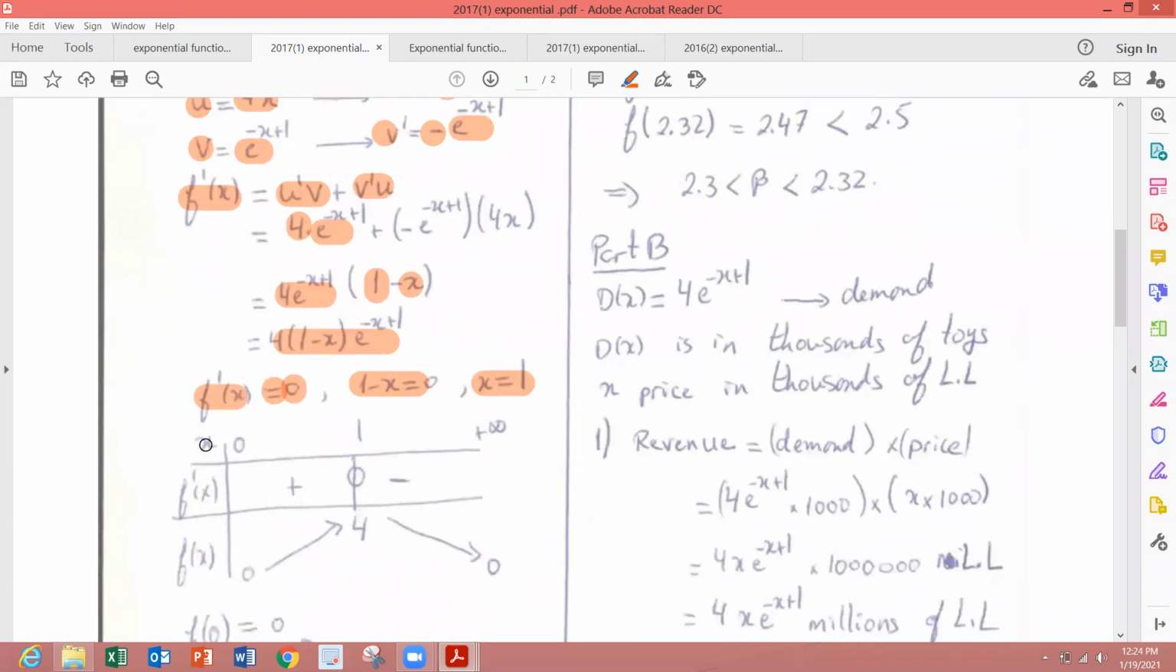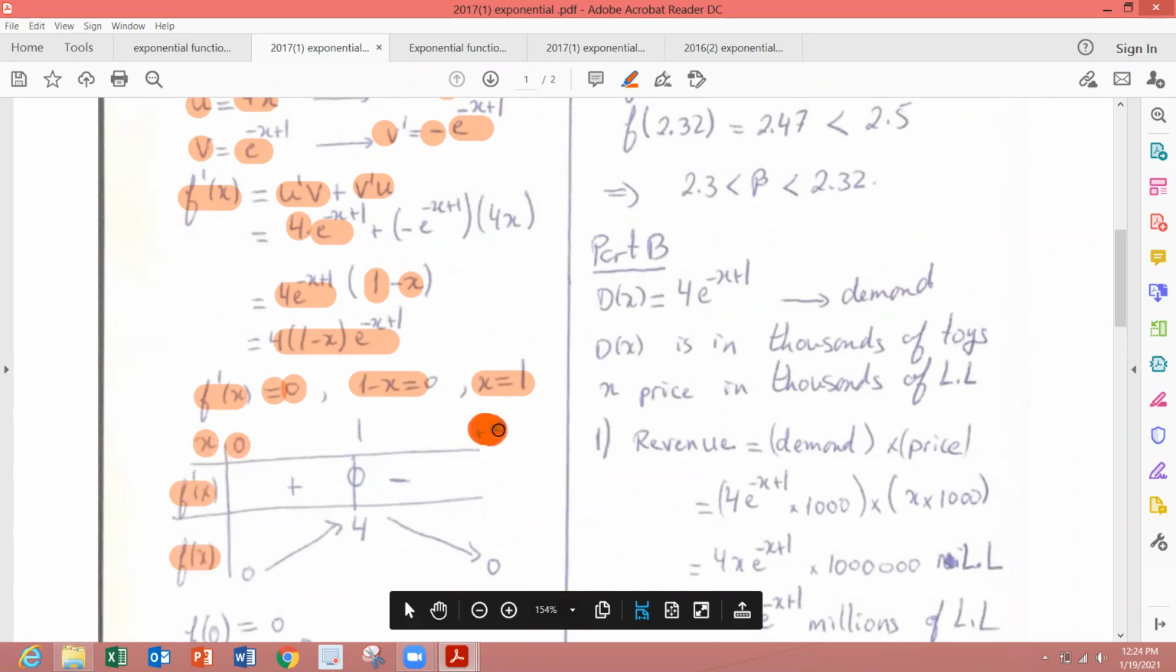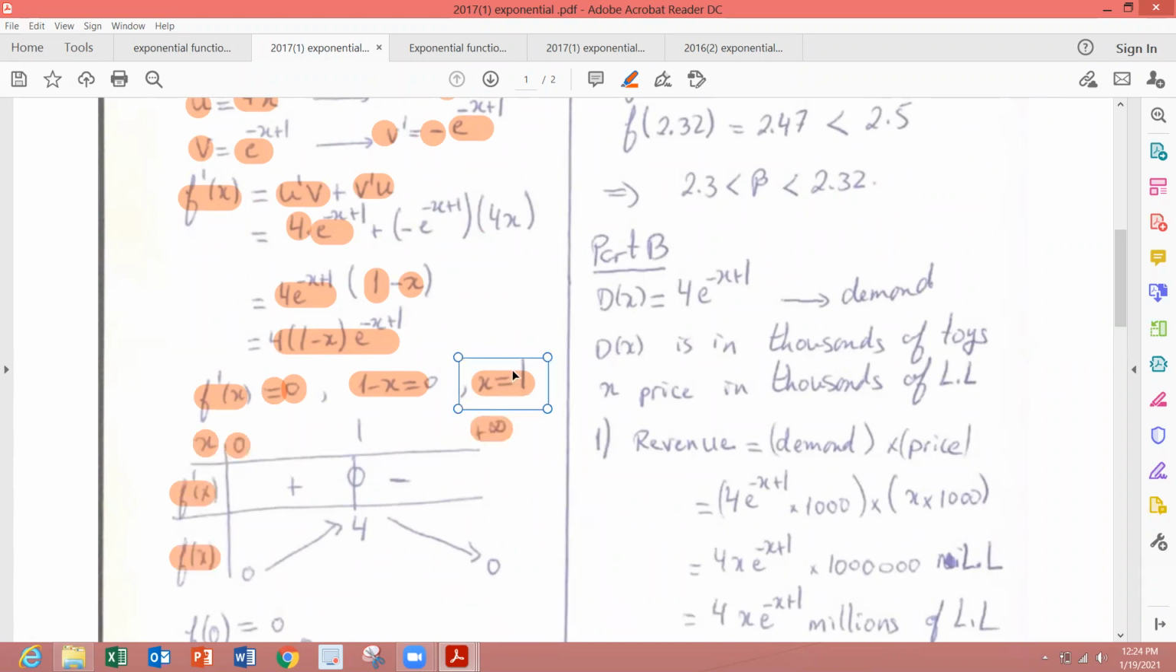The table of variations is x, f prime x, f x. The domain is 0 to plus infinity, so we put the domain here, and the value of x is 1. For example, to know the sign from 1 to plus infinity, if I take a number greater than 1, like 2, and replace it in the derivative, we get 4 times 1 minus 2. 1 minus 2 is minus 1, so it is negative here. Here it is positive. Here it is 0.